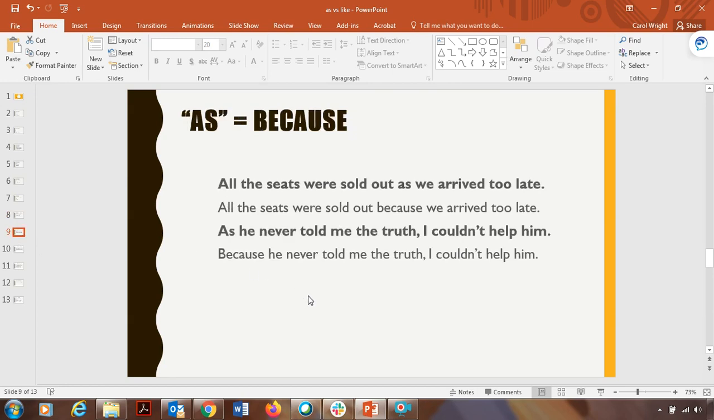Next, as also has the meaning of because. So here we have some examples. All the seats were sold out as we arrived too late. So here is the same as, all the seats were sold out because we arrived too late.